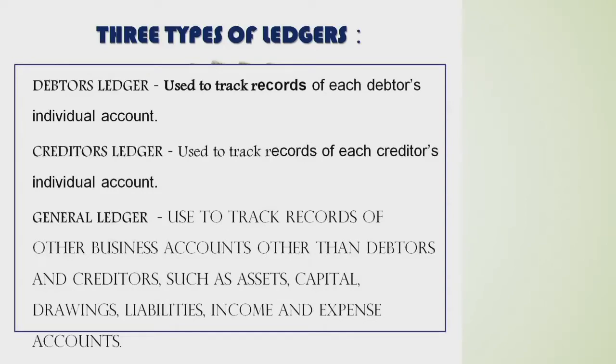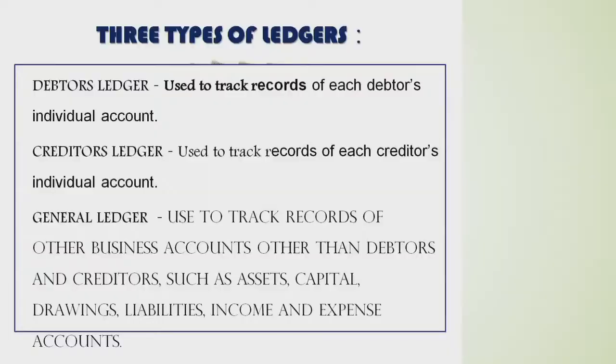There are now three types of ledgers. We have the debtors ledger, we have the creditors ledger, and we have the general ledger. Okay, the debtors ledger is the one responsible for tracking down all the debtors' individual accounts. All our customers that have bought goods from us previously and didn't pay us yet, we are going to record these debtors in our debtors ledger, because the debtors ledger only deals with debtors' individual accounts.